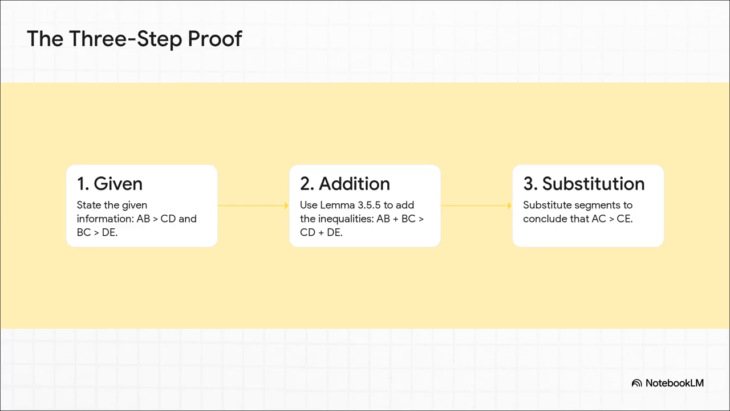Finally, step 3, we just clean it up. We know from the picture that AB plus BC is the same thing as AC, and CD plus DE is the same as CE. So we substitute, and boom! AC is greater than CE.